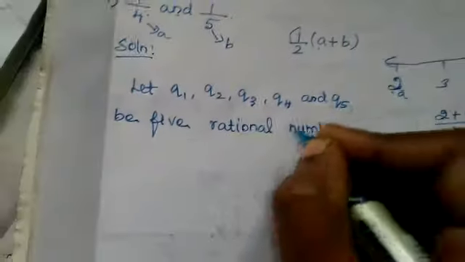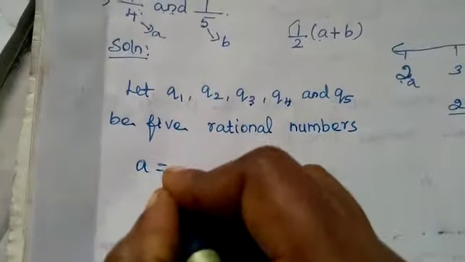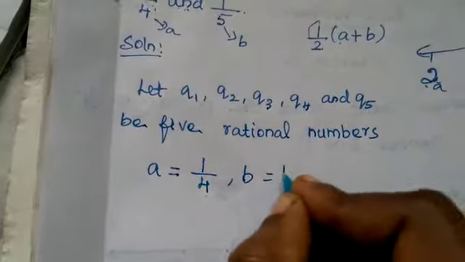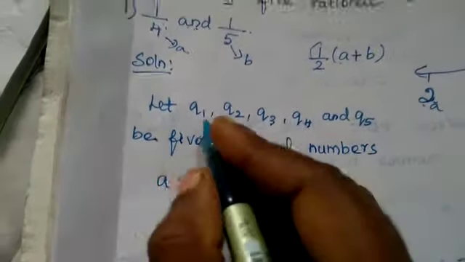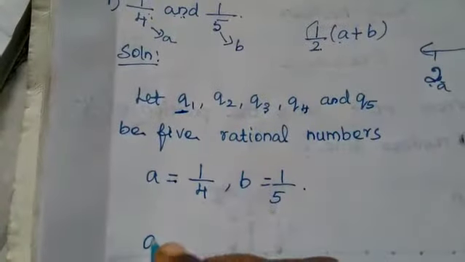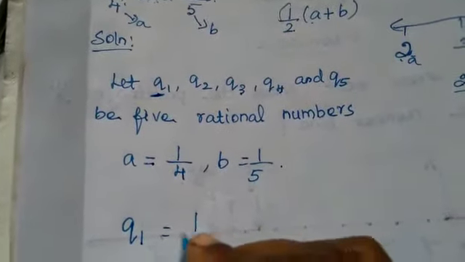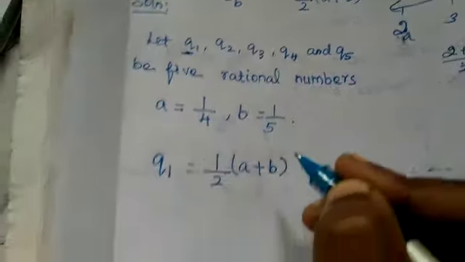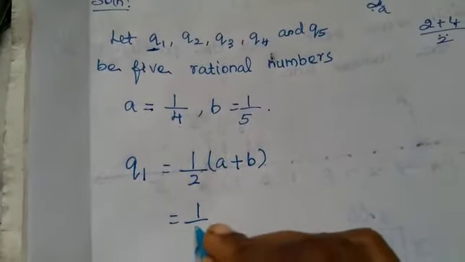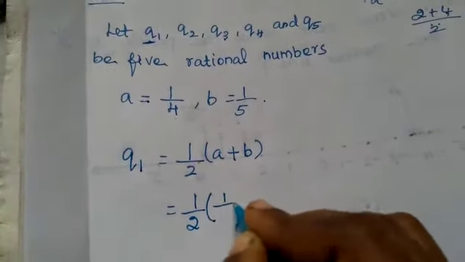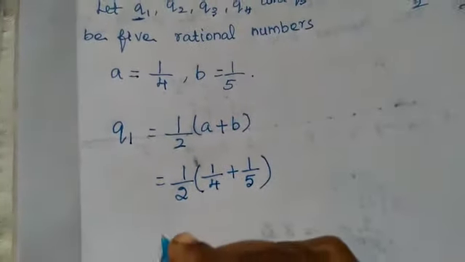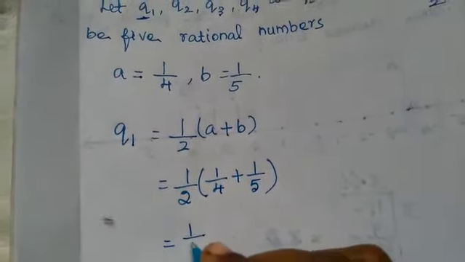First, what is given? Given a equal to 1 by 4 and b equal to 1 by 5. Now what is the formula? We are going to find the first rational number Q1 equal to half into a plus b. Now tell me, what is the value of a? 1 by 4. What is the value of b? 1 by 5. Now half into, can you add these numbers?